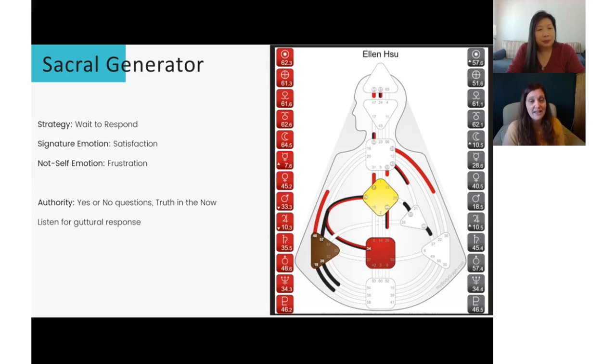Sometimes it's more like, especially because you have this spleen here, the brown one over here, and you have this 34 to the 57. So this gate 57, and I won't go into all the gates today because it's more than we can cover in the time we have together, but this is the most intuitive gate in the chart. So you actually have that intuitive knowing that can come faster even than that guttural response. So sometimes you're just going to know, as long as you're allowing yourself to trust that.